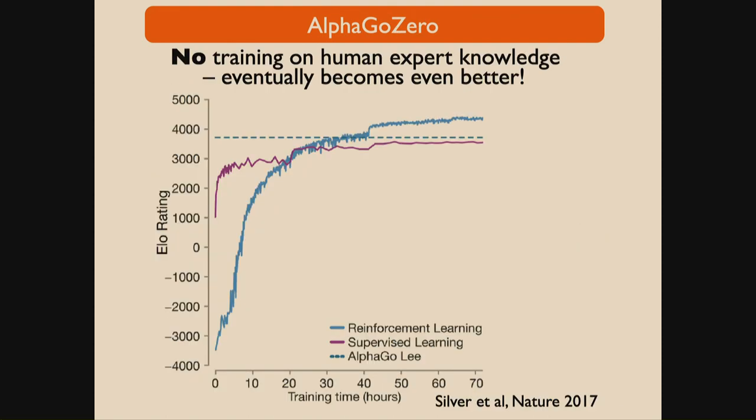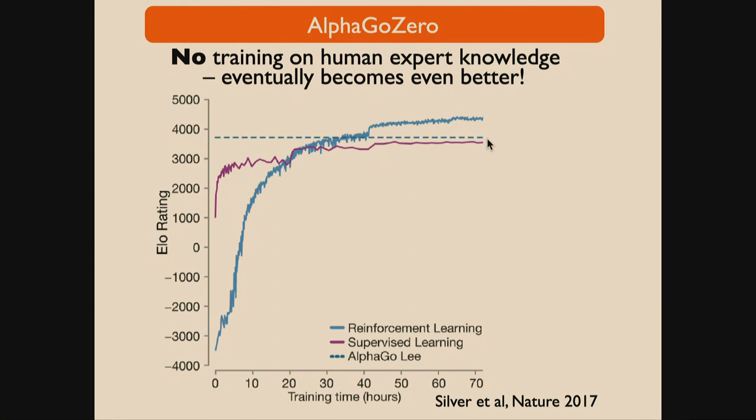And the results I'm showing here are already from a later paper. So what you see on the vertical axis is some rating of the strength of the play of this neural network. Here's the training time in hours. And don't ask me how big their cluster was. So what they are showing here is several things. So the purple curve would be purely supervised learning on expert players. Then the dashed line was already a little bit better. This was in their first paper when they started with supervised learning, but then also introduced reinforcement learning.